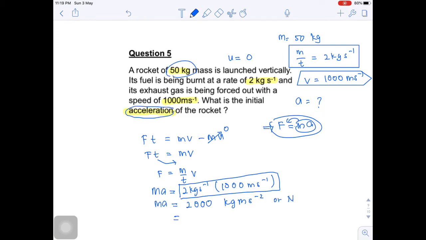The question asks the acceleration. So acceleration, we only want a, so m here has to transfer to here. So 2000 kg m s^-2 divided by mass. The mass given is 50 kilogram. So kg is cancelled. The answer is 2000 divided by 50 equal to 40. So the unit left is m s^-2.